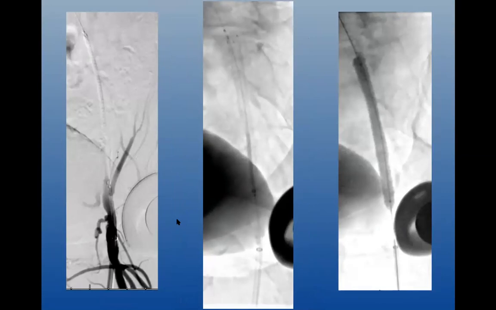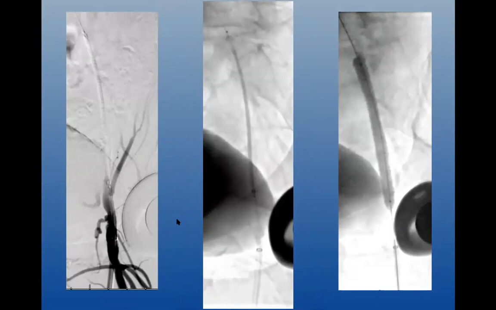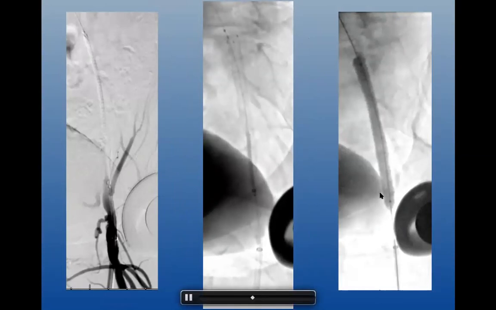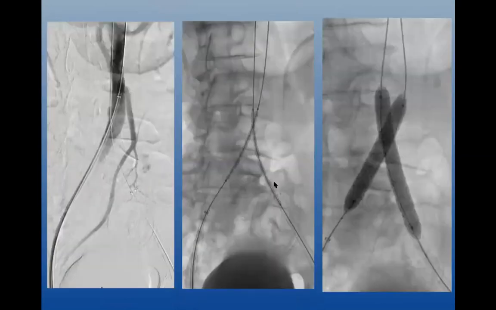It's kind of like a ripcord, and you can see it in that middle screen, how the Viabahn is being deployed there, basically. And then once I did that, I ballooned it to 8 millimeters. And then next up was this.